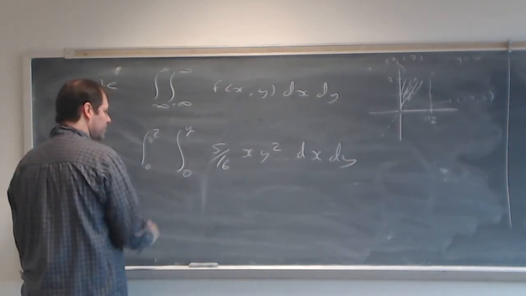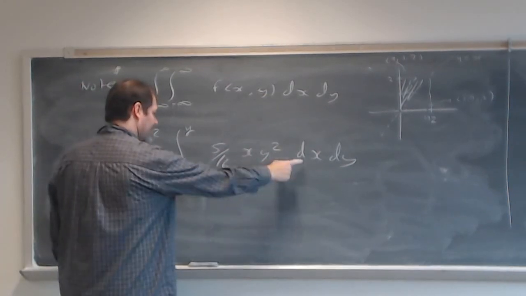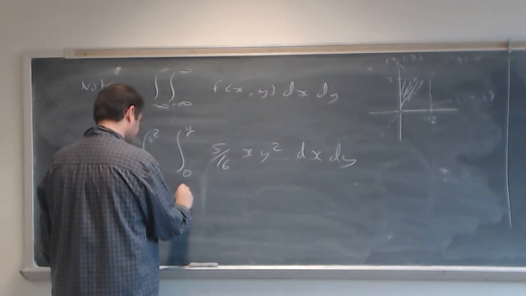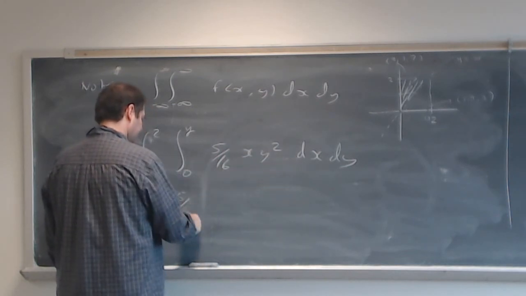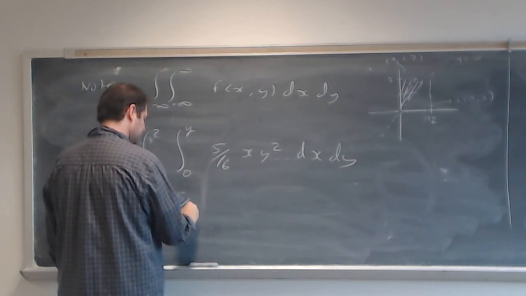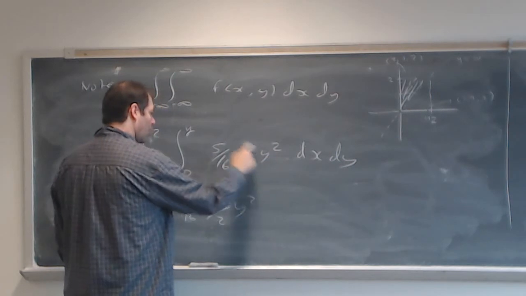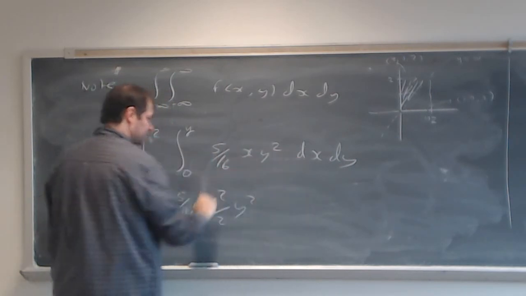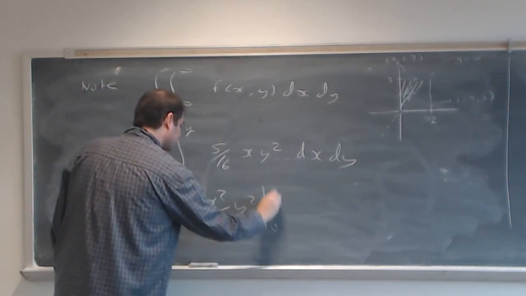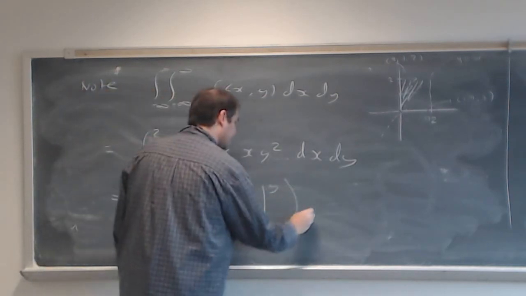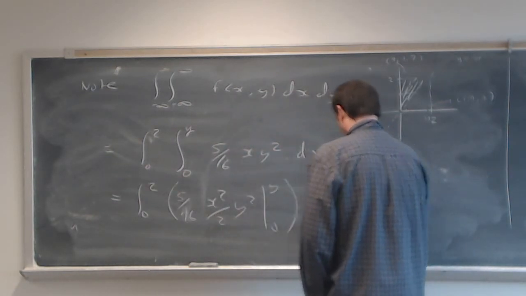All right, so I do the integration with respect to x first. So this integral from 0 to 2, I need an antiderivative of 5/16 x y squared with respect to x. So here I would have 5/16 x squared over 2 times y squared, because the y squared and the 5/16 are constant with respect to x. So really I'm just integrating x, which is x squared over 2. I need to evaluate this from 0 to y. And then once I get an answer for that, we integrate with respect to y.